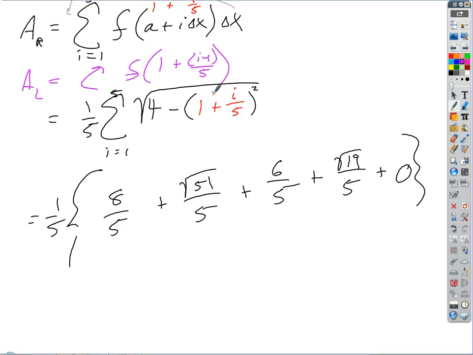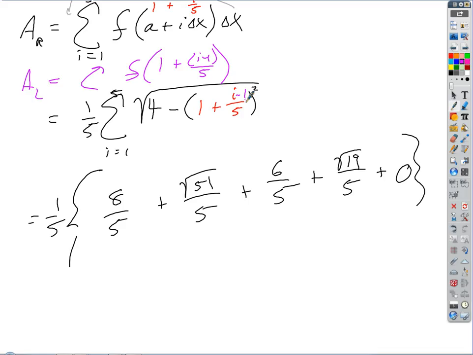The only difference is, when I plug in 1, I'm just going to get the i minus 1 on top. If I plug in 1, I'm just going to get 4 minus 1, which is 3, the square root of 3. Everybody agree? For that first one.